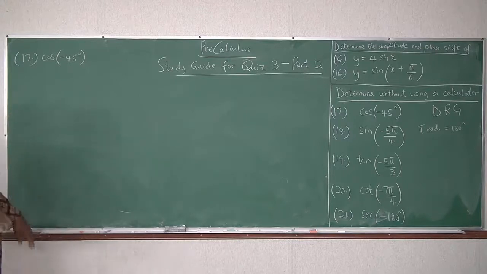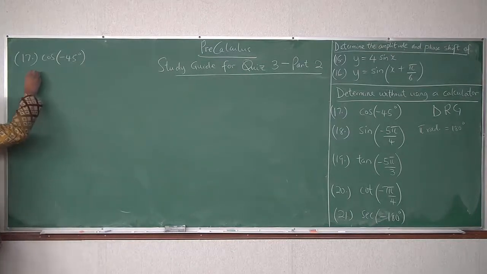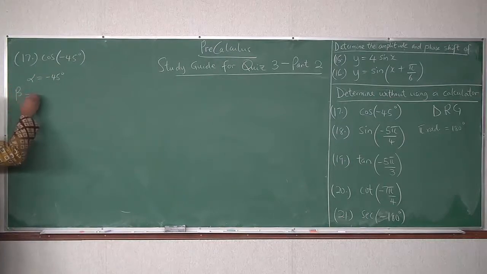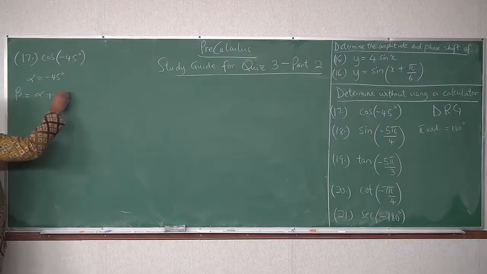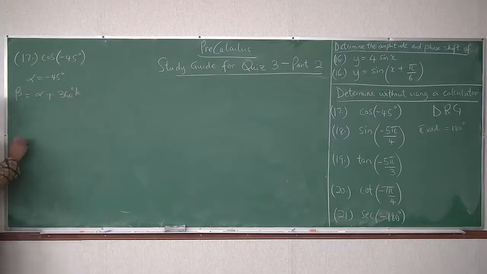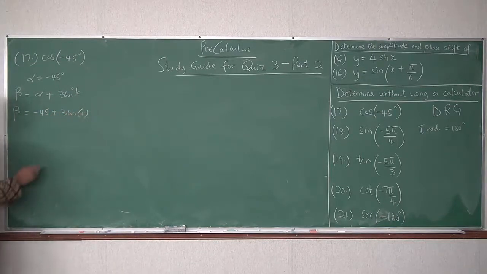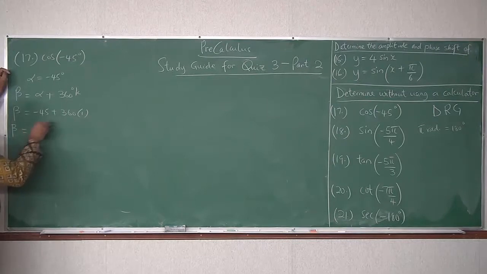And what will be the coterminal angle? Let's say that alpha is negative 45 degrees. So coterminal angle beta is what? Alpha plus 360 times k. Beta will be negative 45 plus 360 times 1. Okay, and that is what now? 10 minus 5 is 5. 5 minus 4 is 1. 315 degrees. That's the coterminal angle.